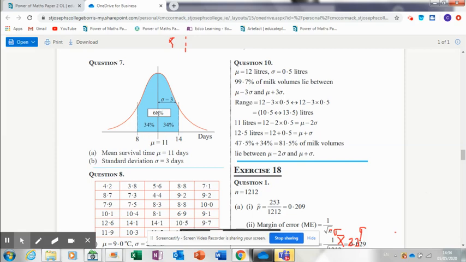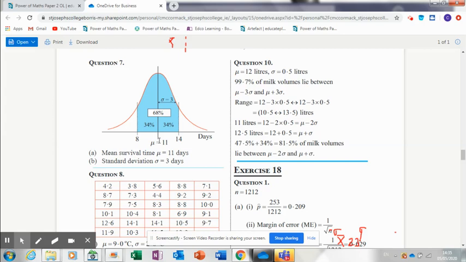Now it's 68%, so you've got to know that's one standard deviation above and one standard deviation below. So if the interval goes from 8 to 14, that's a gap of 6. Half of 6 is 3. So 8 plus 3 gives me 11. So therefore, I know that that's 50%, or my mean is there at 11. So the mean survival time, therefore, is 11 days.